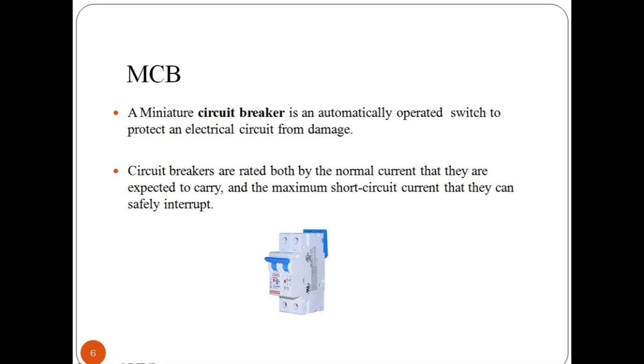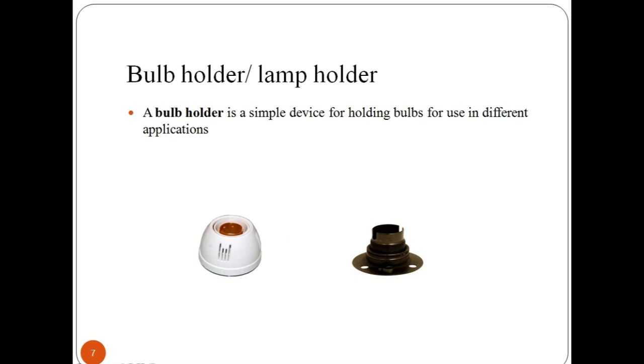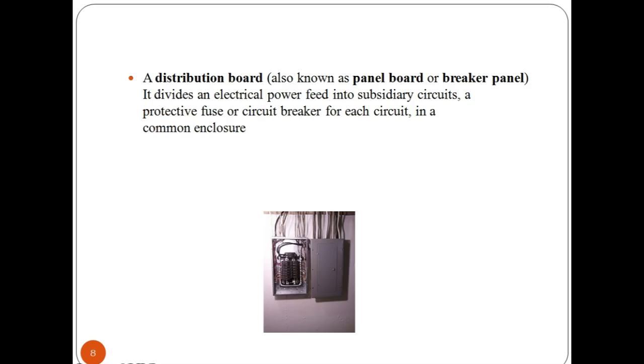Bulb holder or lamp holder is a simple device used for holding bulbs for use in different applications. They are available in different sizes. You might have seen them in homes and offices to make easy connection to a fixed bulb.